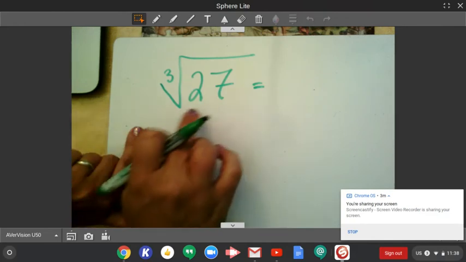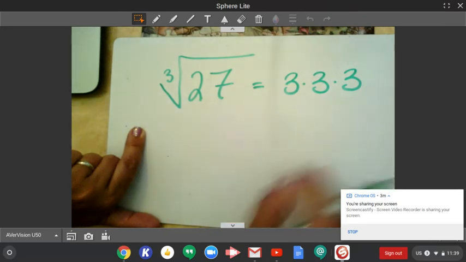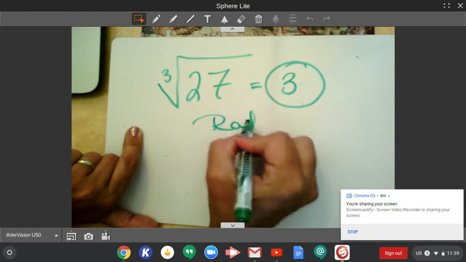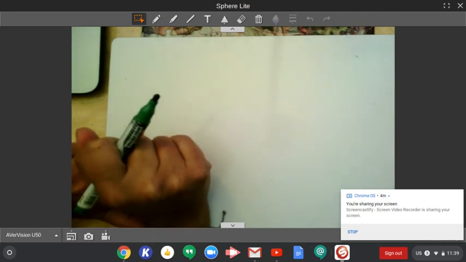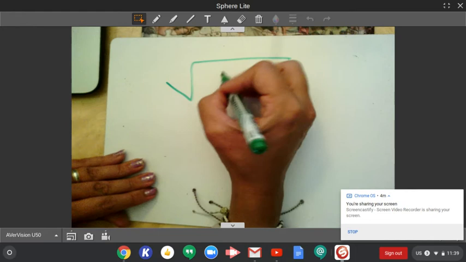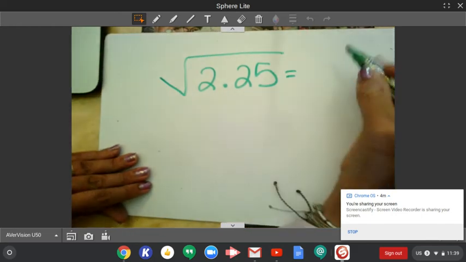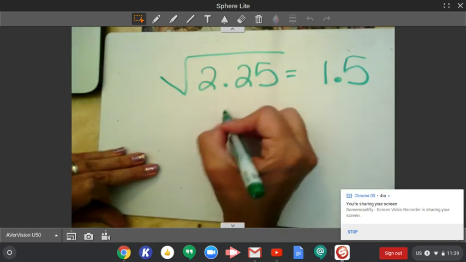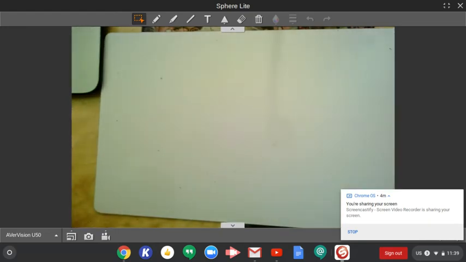The cube root of 27. 27 is 3 times 3 times 3. So the cube root of 27 is 3. Therefore it is a rational number. Some of these, if you're not sure of the cube or the square root, you can put it in your calculator. If you put this in your calculator, you're going to get 1.5, because 1.5 times 1.5 is 2.25, which is rational because it's a terminating decimal. Let's go over a couple of examples of irrational numbers.